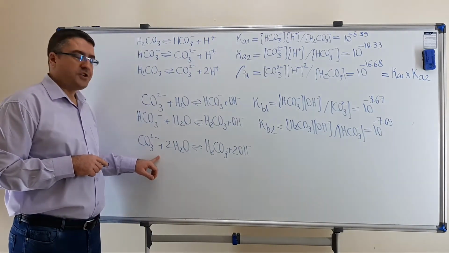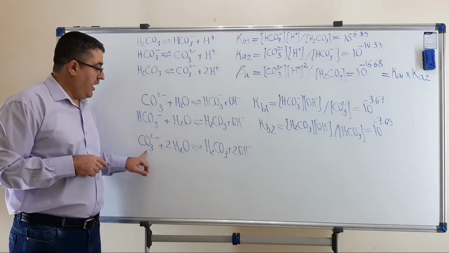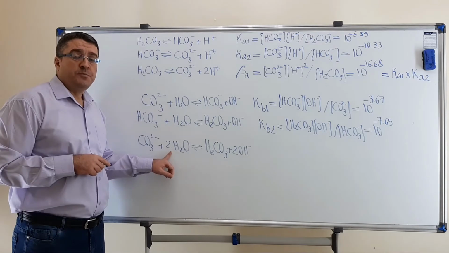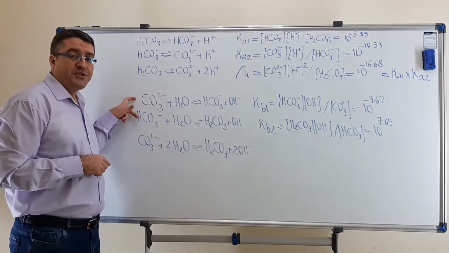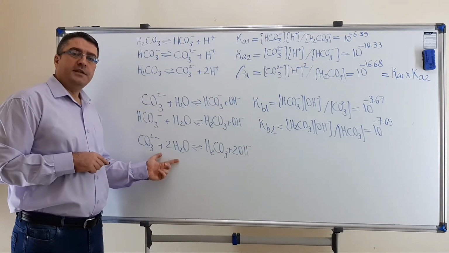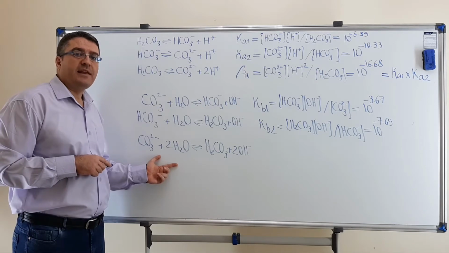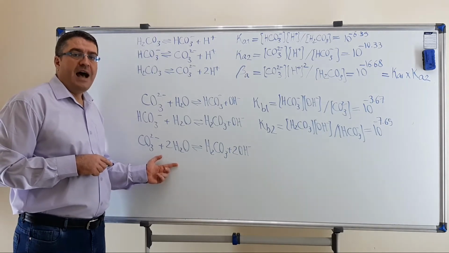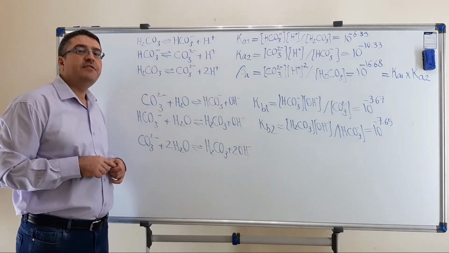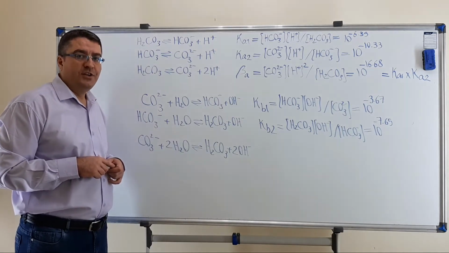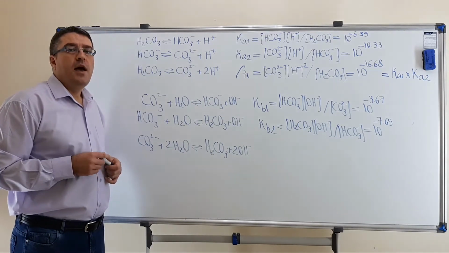In the last reaction, the diprotic carbonate anion accepts two H pluses. This reaction is the sum of these two reactions. It is the cumulative base dissociation reaction of carbonate anion. The associated equilibrium constant is the cumulative basicity constant of carbonate anion. It is represented by beta B.